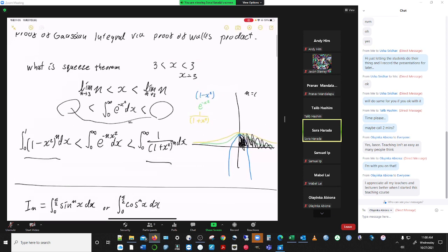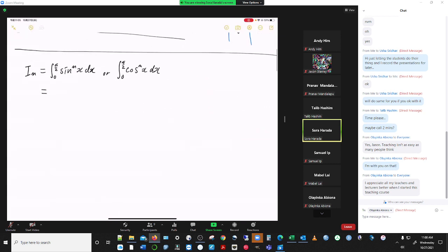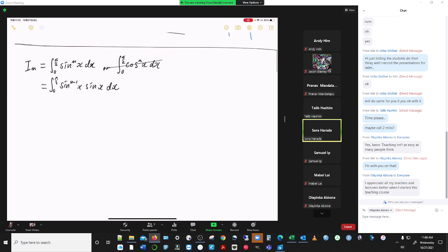Okay, now for now, forget about this inequality. I'm going to define I_n as the integral from 0 to pi on 2 of sine to the n of x dx. Just forget about this part for a moment. What I'm trying to do with this function is find a recurrence formula for it. How I'm going to do that is to write it as the integral from 0 to pi on 2 of sine to the n minus 1 of x times sine x dx. What I'm trying to do here is integration by parts.